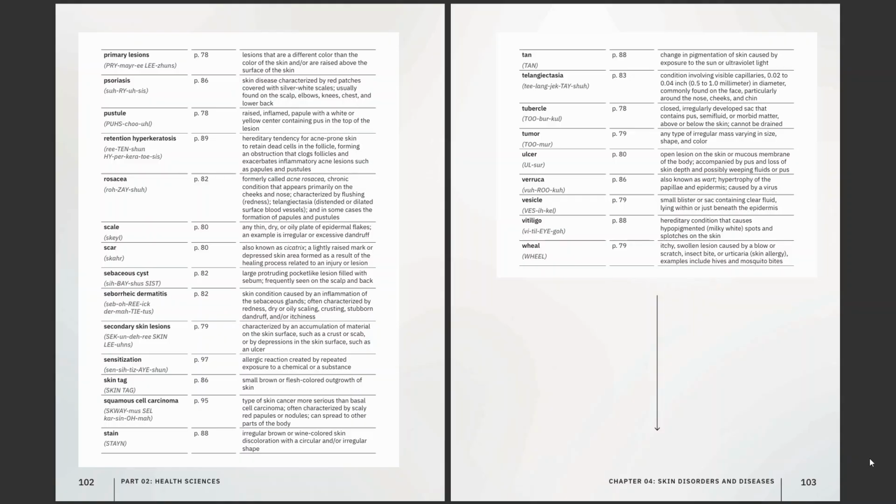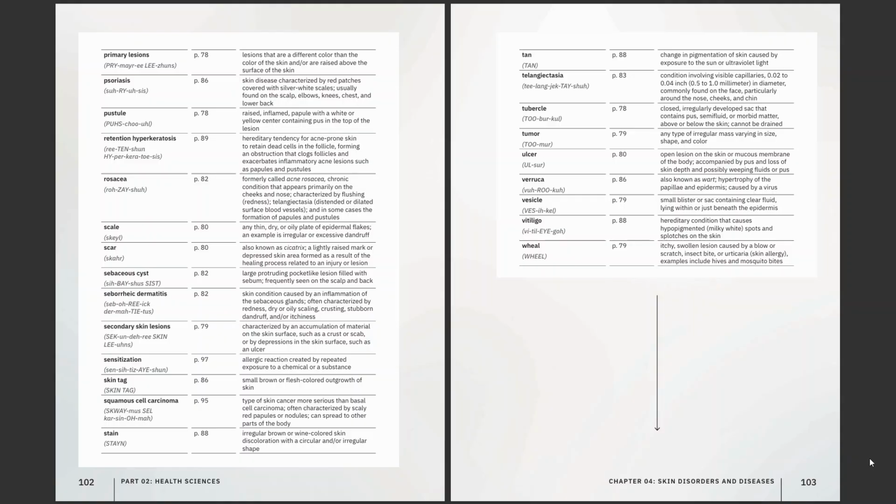Seborrheic dermatitis, a skin condition caused by an inflammation of the sebaceous glands, often characterized by redness, dry or oily scaling, crusting, stubborn dandruff, and/or itchiness. Secondary skin lesions, characterized by an accumulation of material on the skin surface, such as a crust or scab, or by depressions in the skin surface, such as an ulcer.